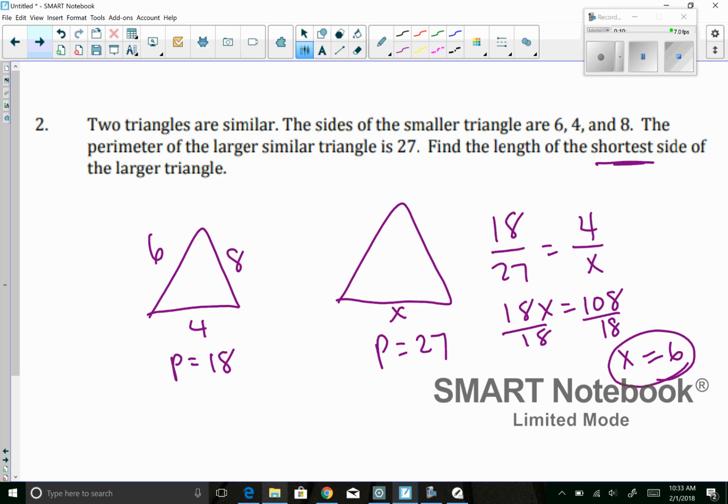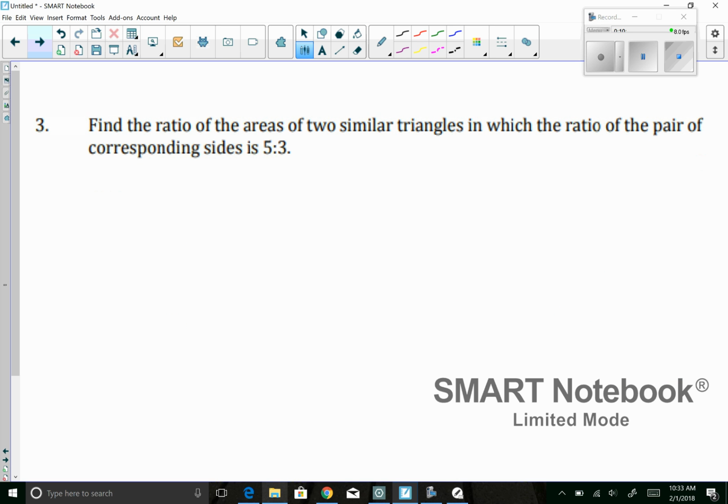So easy. So let's look at number 3. So number 3 says that we have two similar triangles and the pair of sides has a ratio of 5 to 3. And we want the ratio of the areas. Since we know the area is going to be the sides ratio squared, we can do 5 squared, 3 squared, so 25 compares to 9.